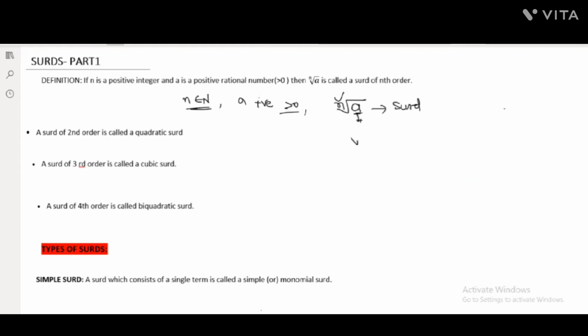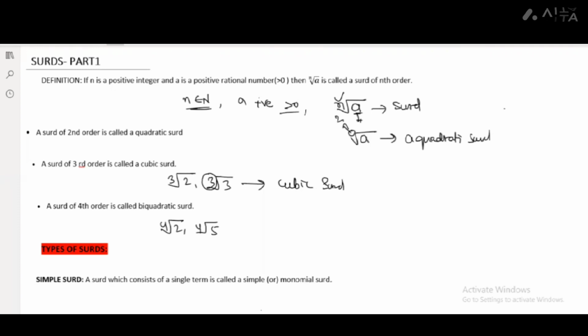Here, if nothing is mentioned for the n value, we have to think that 2 is present there. So this is called a quadratic surd. If n is equal to 3, that means the cube root of 2 or cube root of 3, when n is 3, it is called a cubic surd. If n is 4, that means the 4th root of 2 or 4th root of 5, these are called biquadratic surds. Those are the definitions I gave here.